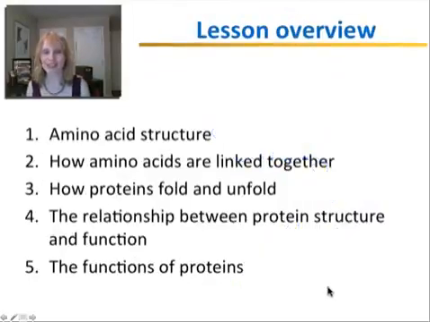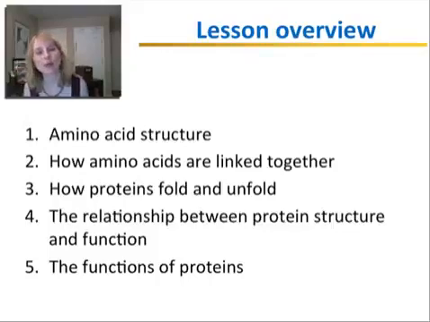So now let's just summarize what you learned about today. First, you learned about the structure of amino acids, then how amino acids are linked together through peptide bonds. Then I told you about how proteins fold and the 4 levels of protein structure. Then you learned about how they unfold through denaturation. Lastly, we talked about the relationship between protein structure and function and the different functions of proteins.